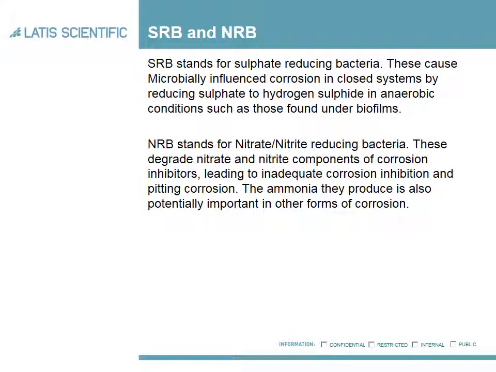Another major organism, this is really applicable for closed systems, are SRBs and NRBs. SRBs are sulphate-reducing bacteria, which do directly cause microbially influenced corrosion in closed systems by reducing sulphate to hydrogen sulphide in any areas where there's anaerobic conditions, such as those under biofilms. Anaerobic conditions are quite common in closed systems because the goal in them is to reduce dissolved oxygen to prevent corrosion. There are two different tests for it.